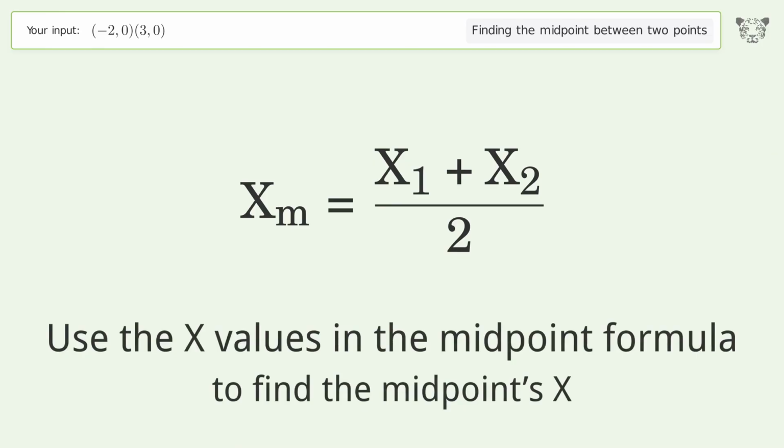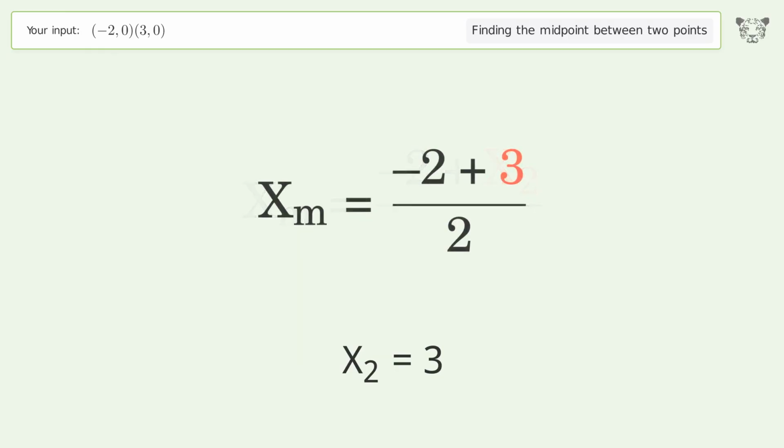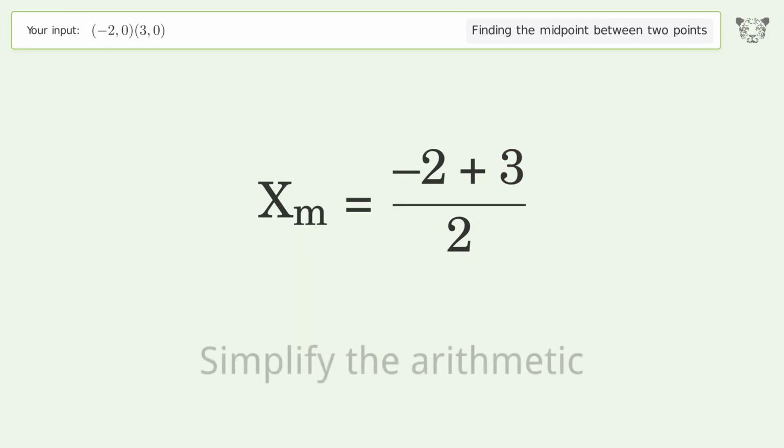Use the x values in the midpoint formula to find the midpoint's x. x1 equals -2. x2 equals 3. Simplify the arithmetic.